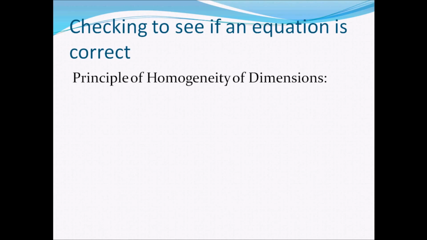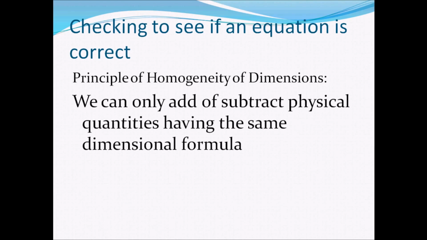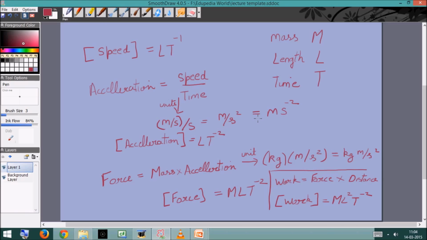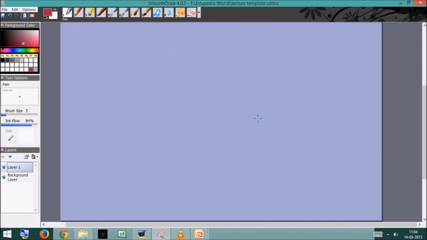So let's see the first one, to see if an equation is correct. This is decided by a very simple principle called the principle of homogeneity of dimensions, which says that we can only add or subtract physical quantities having the same dimensional formula. Right. So what this means is, I'm going to write down an equation which I'm sure you've seen before, which is v equal to u plus a t.